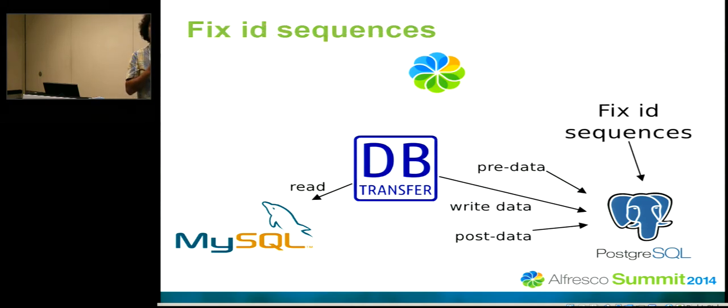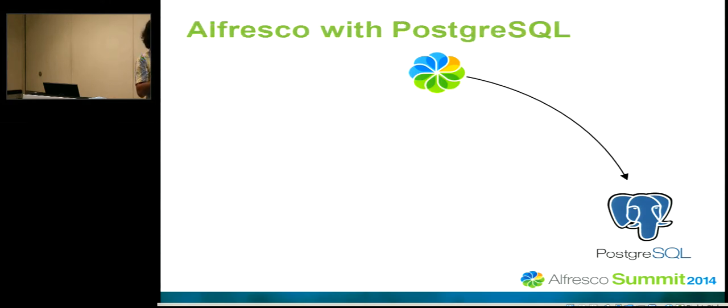Afterwards, you need to fix the ID sequences, and you can use a script, also provided by another member of the community, that is going to put everything in place. And that's all the 4 steps that you need to do a conversion from here to there. And now you're done. You can connect your Alfresco to your PostgreSQL and then carry on with this.